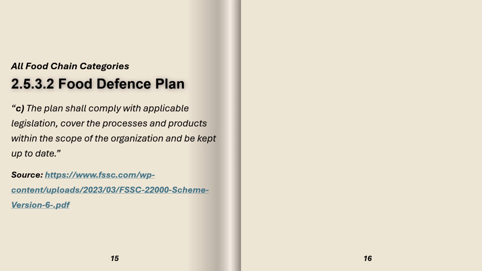Right, so 2.5.3.2 C talks about the plan having to comply with applicable legislation, cover the processes and products within the scope of the organization, and be kept up to date. So basically, this is self-explanatory. If you have any legislation that speaks to food defense and site security requirements for your industry, you make sure that you incorporate those requirements in your system.